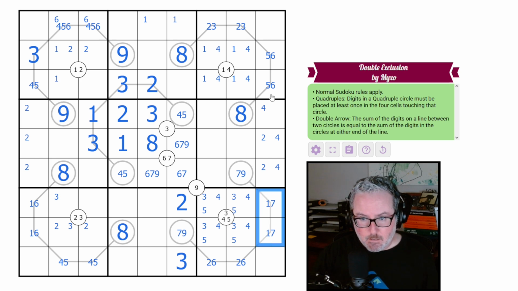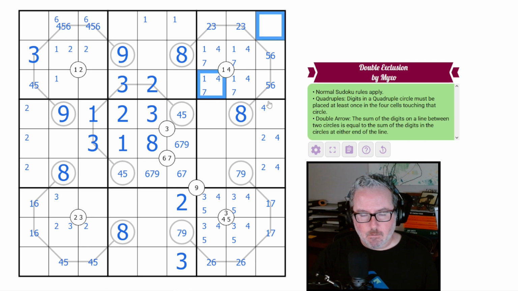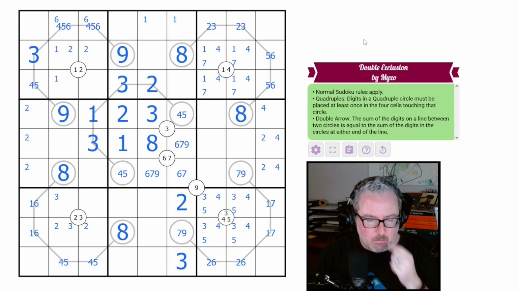The 7 has to be put into here. So we're 1 digit away from finalizing this quad. It's either 8 or 9. And we can't really determine which one it is because, again, the 8s could go in either of those. The 9s could go in any of those. Okay. What else? Where's the next step?